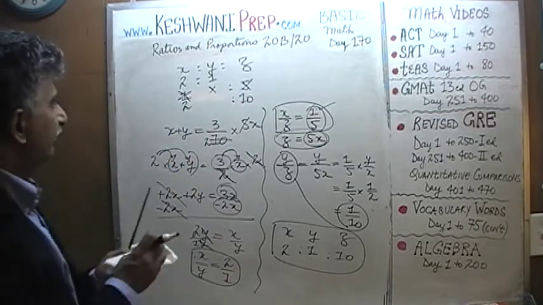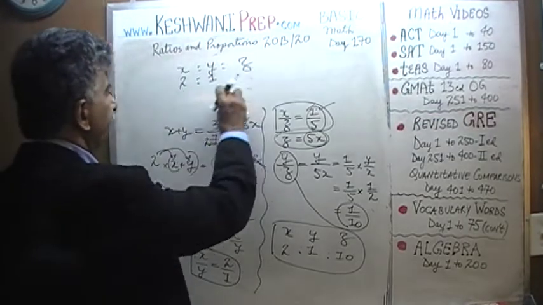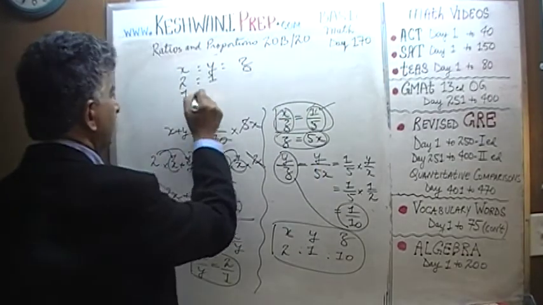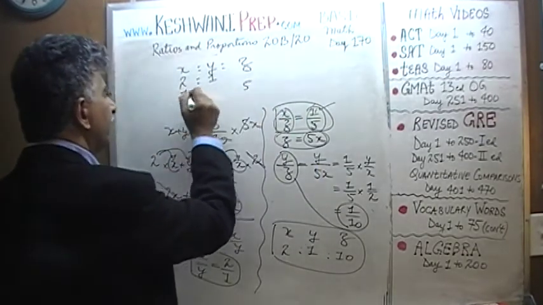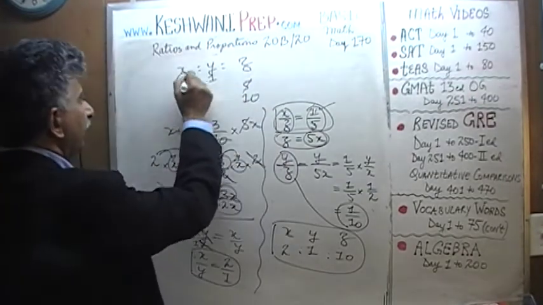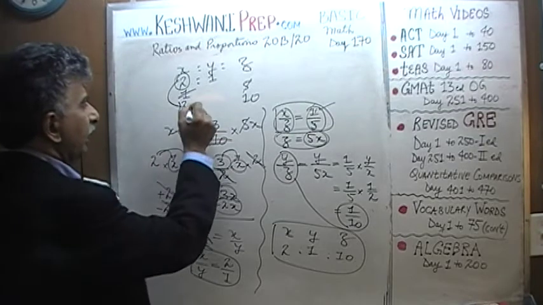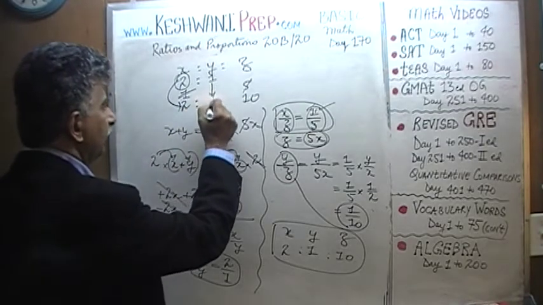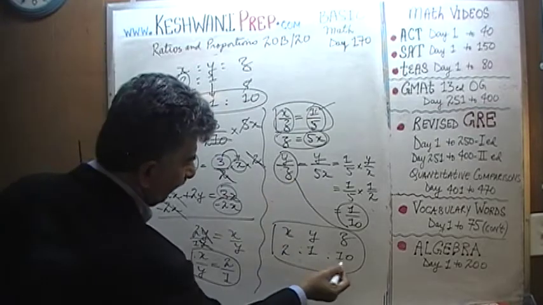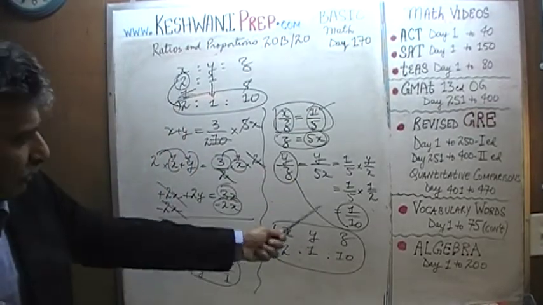Let me redo it because now it's getting too many crosses in there. So x to z was 1 to 5. You simply get rid of this 1, make it a 2, get rid of this 5, and make it 10. Now the 2 comes down, and the 1 simply comes down: 2 to 1 to 10, which is exactly what we found here. Except this was more of a traditional method.